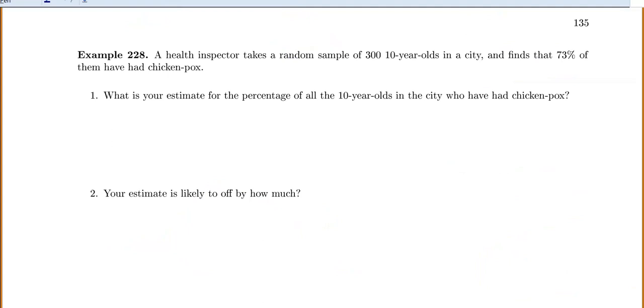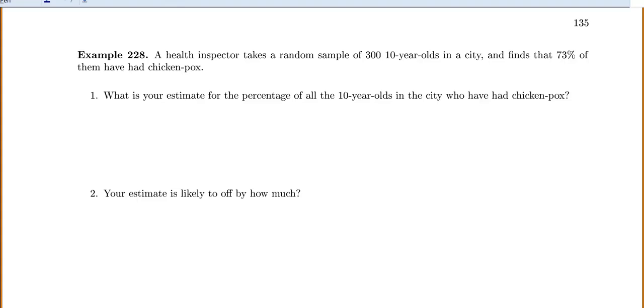In example 228, a health inspector takes a random sample of 310 10-year-olds in a city and finds that 73% of them have had chickenpox. So number one, what is your estimate for the percentage of all the 10-year-olds in the city who have had chickenpox? We don't know what percentage of all the 10-year-olds in the city have had chickenpox, but in our sample, 73% of them have had chickenpox.